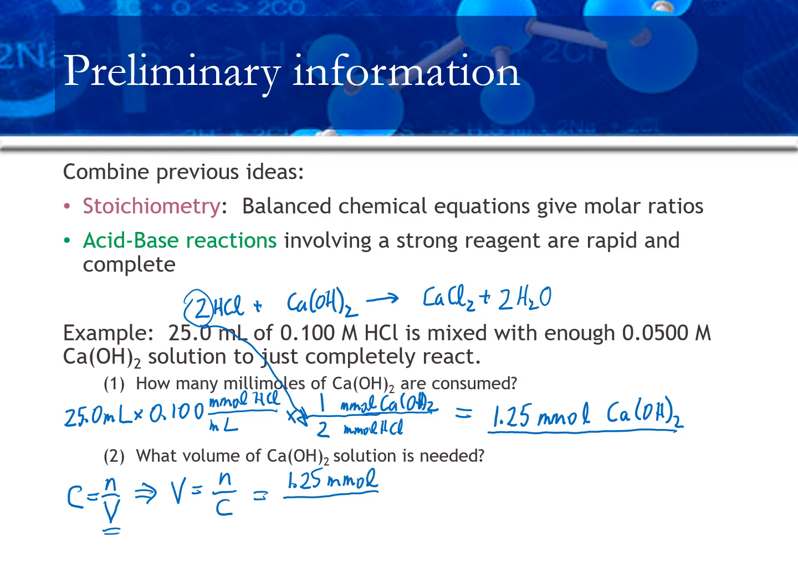1.25 millimoles divided by the concentration of the calcium hydroxide. Make sure you get the right concentration. So that's 0.0500 molar. And here I'm using again the idea that molar is the same thing as millimoles per milliliter. So the millimoles will cancel out, and I'll get my volume in milliliters. And to 3 significant figures, it works out to be 25.0 milliliters.